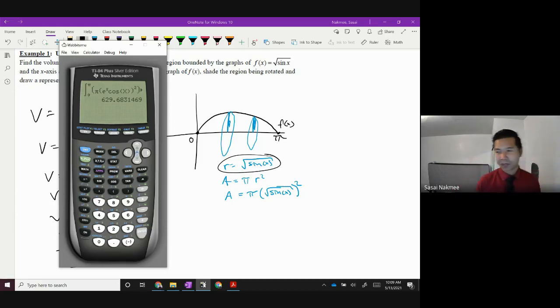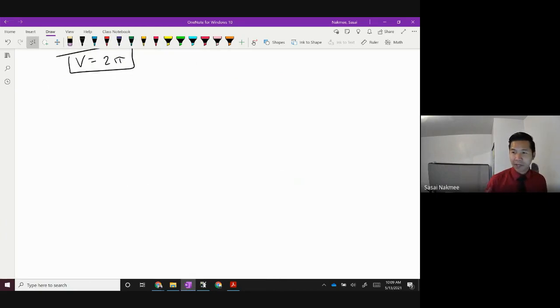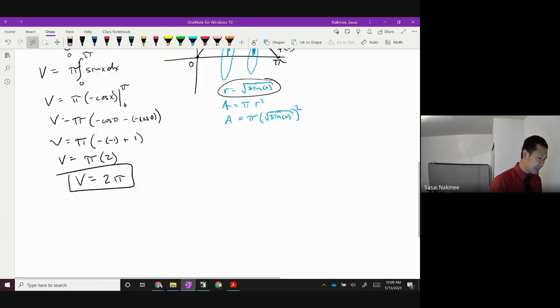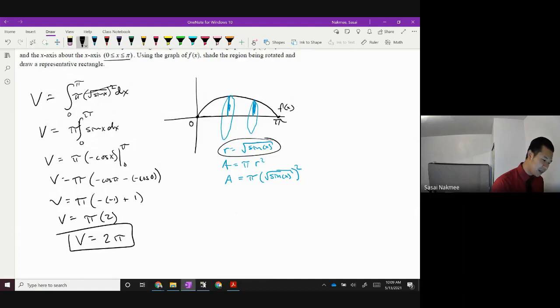That's how it's going to show up on the exam. Okay, so that's that one right there. Now, let's take a look at another problem where this is nice because this disk method is being rotated around the x-axis. This is the key word right here, right?